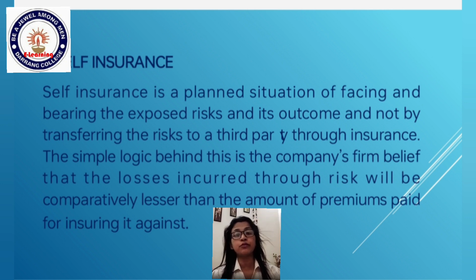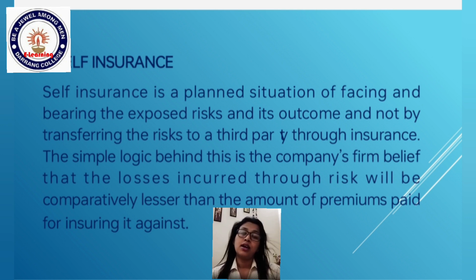Again, captives are of two types. One is pure captive, one is group captive. A pure captive is where the parent is the captive also, and is the beneficiary also. But in the case of group captives, it is opened by a parent company, but it allows other companies also to be in the captive by paying a rent. These are called group captives.